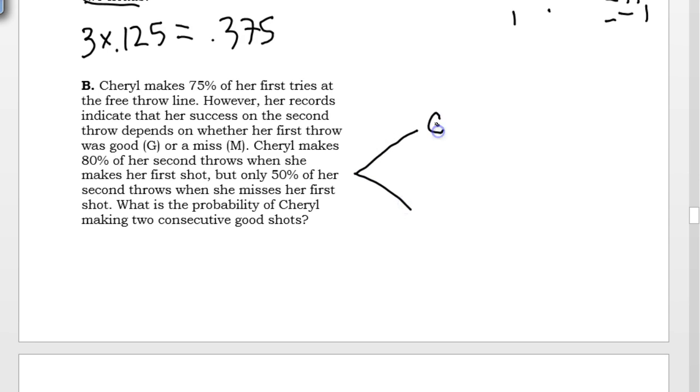So, she's either a good or a miss, and she is good 75% of the time on her first shot. But she misses 25% of the time on her first shot. That isn't expressly said, but I know that if 75% are good, I need to make 100% total, so 25% are missed.